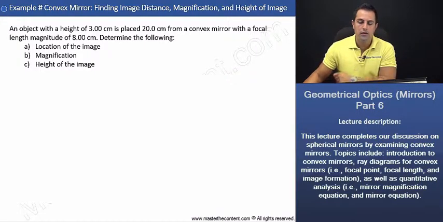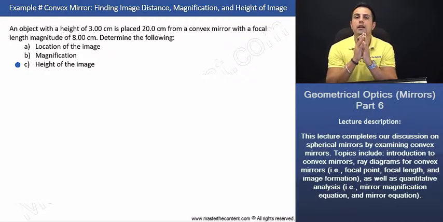Let's begin here by reading our question. Example, convex mirror, finding image distance, magnification, and height of image. An object with a height of 3 centimeters is placed 20 centimeters from a convex mirror with a focal length magnitude of 8 centimeters. Determine the following: location of the image, magnification, and height of the image.